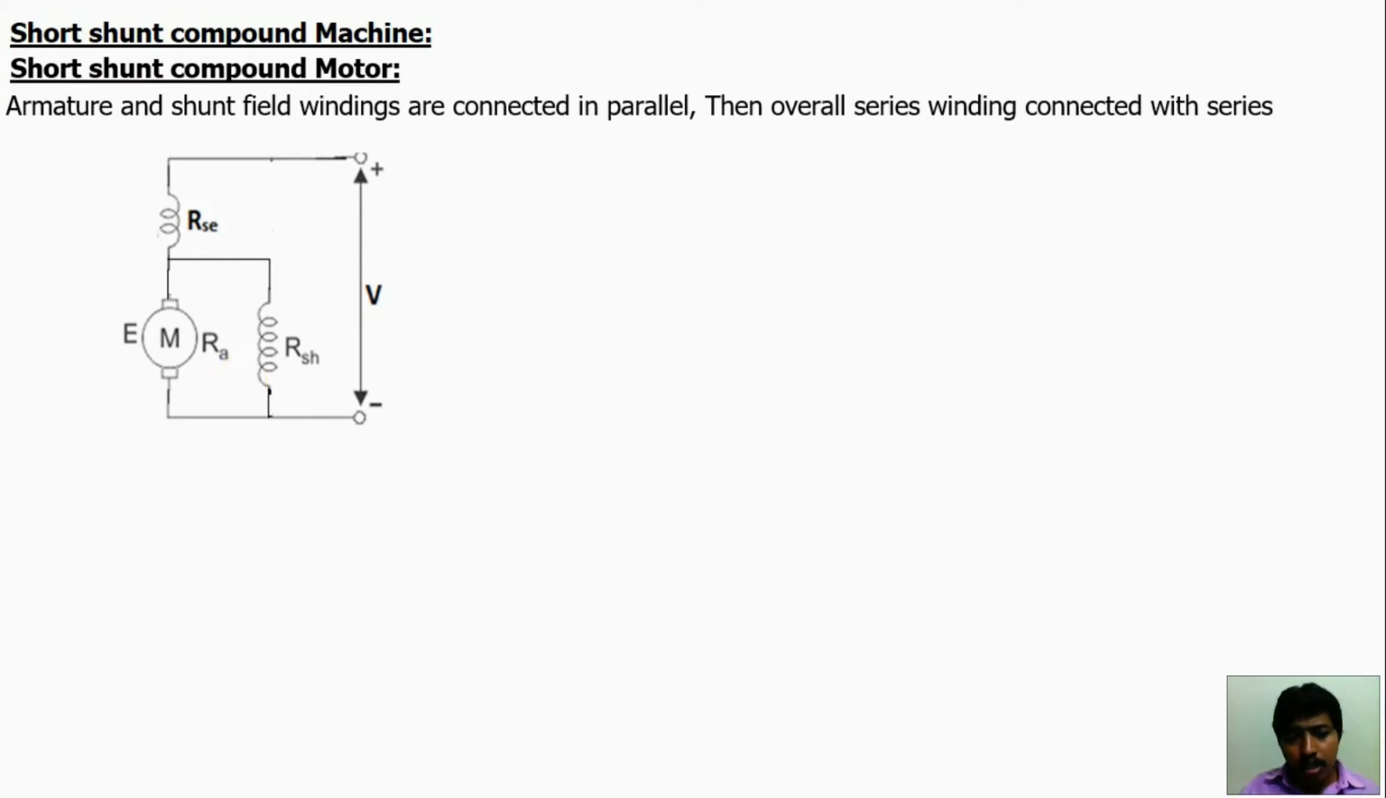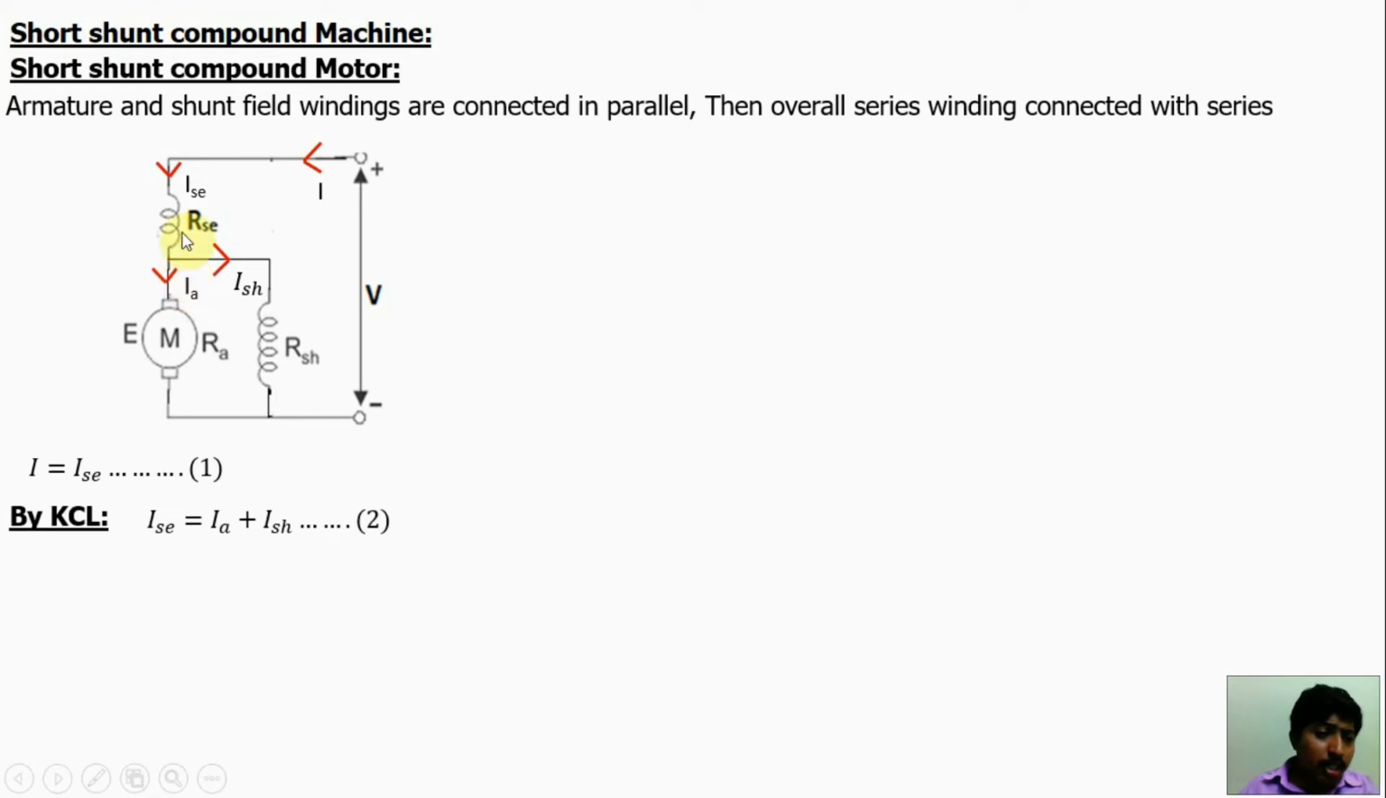Okay. So here input is electrical power. So I is the load current. This current is ISE. This current further again divides into two parts. One is IA, another one is ISH. Here this load current and this series winding current are the same, in series. So I is equal to ISE. Then apply Kirchhoff's current law at this junction. Here incoming current is ISE, so I is equal to the outgoing currents IA plus ISH.